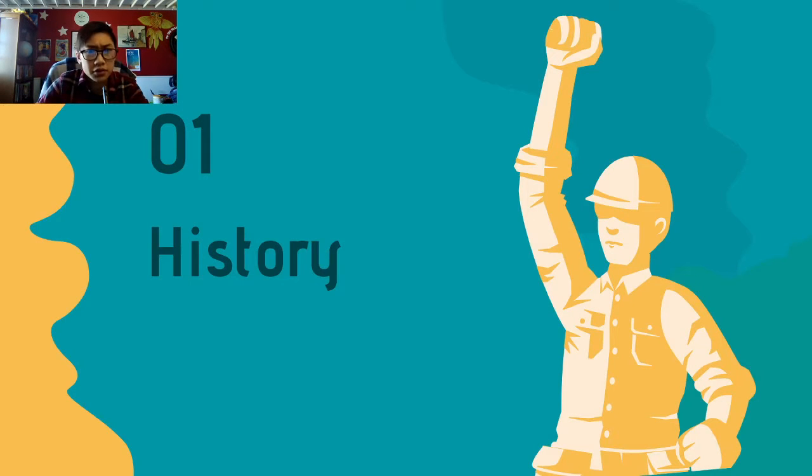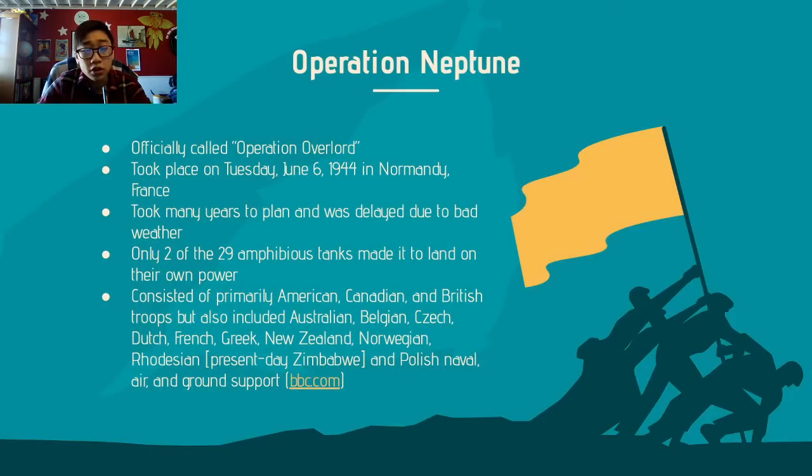So first, let's start with a little bit of history about D-Day. It's called Operation Neptune, but officially it was known as Operation Overlord. It took place on Tuesday, June 6, 1944, in Normandy, France. It took many years to plan and was delayed due to bad weather. Only 2 of the 29 amphibious tanks that were deployed actually made it to land on their own power.